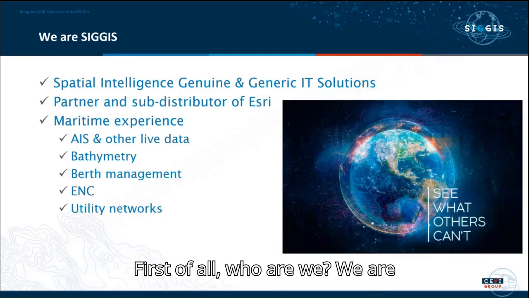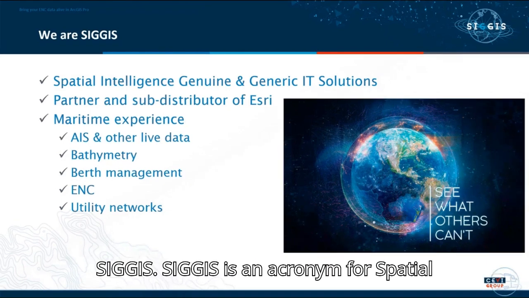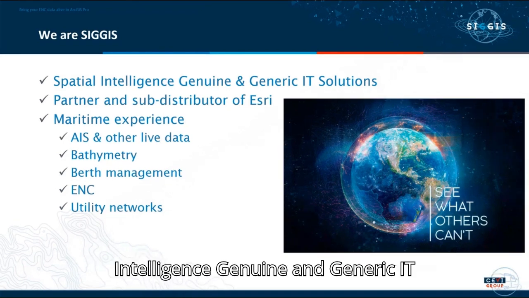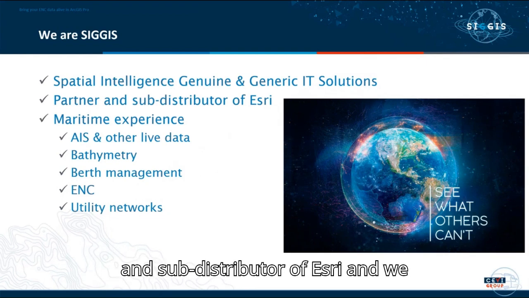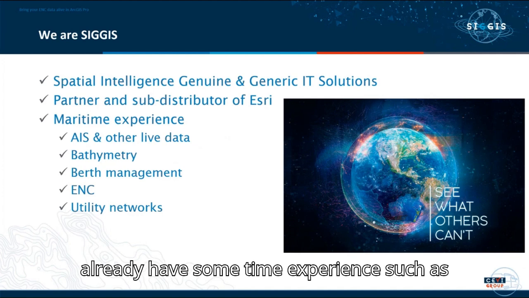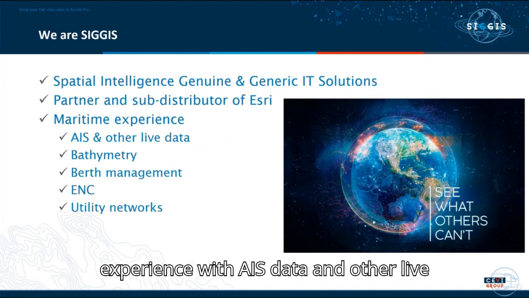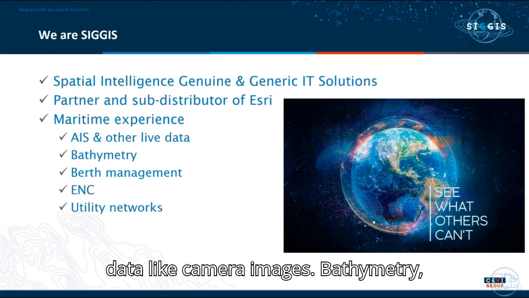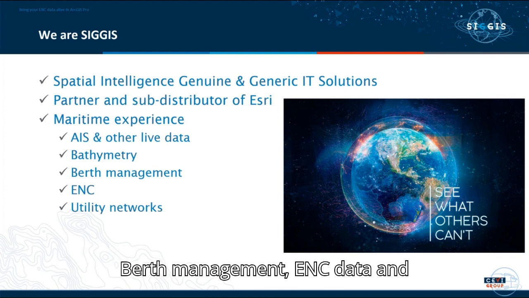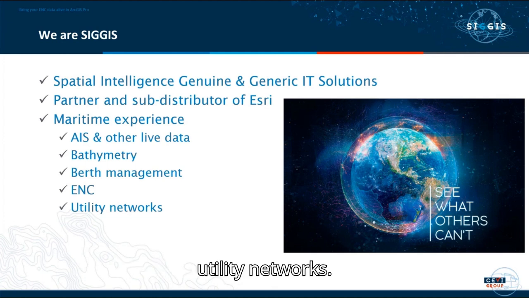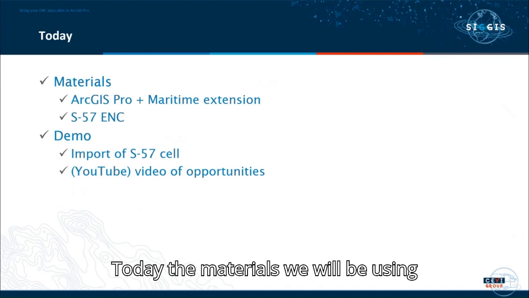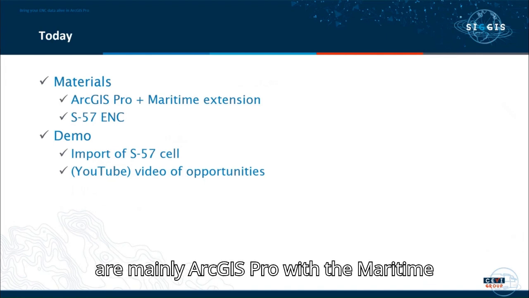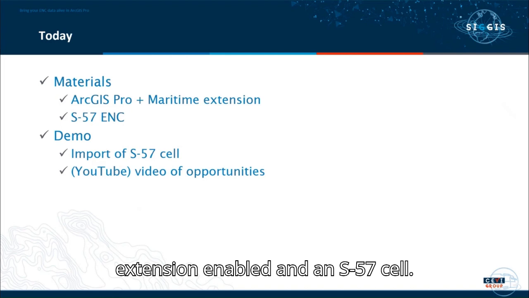First of all, who are we? We are SIGGIS. SIGGIS is an acronym for Spatial Intelligence Genuine and Generic IT Solutions, and we are a partner and sub-distributor of Esri. We already have some maritime experience, such as experience with AIS data and other live data like camera images, bathymetry, bird management, ENC data, and utility networks. Today, the materials we will be using are mainly ArcGIS Pro with the Maritime extension enabled and an S57 cell.